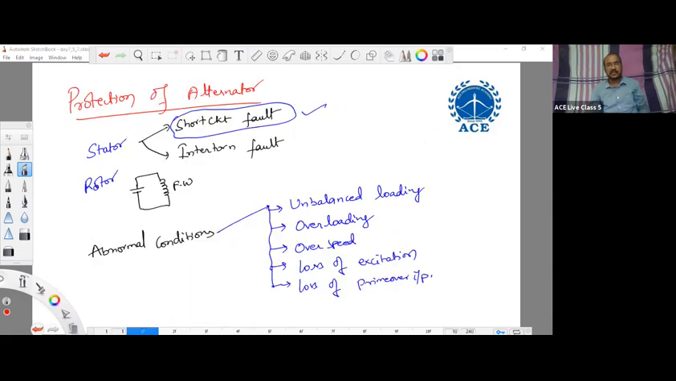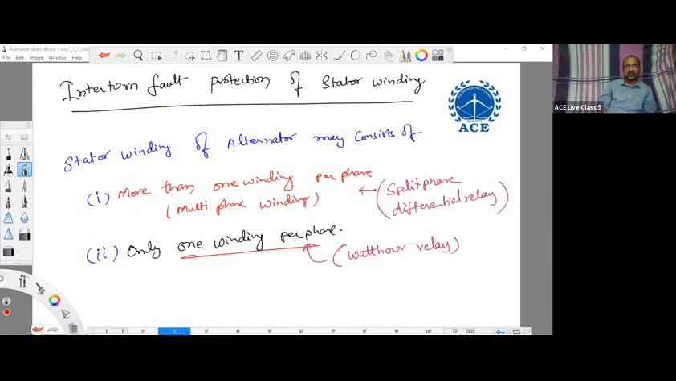Now let us observe here. In the last class I completed short circuit fault protection. Now I am going to interturn fault protection of stator winding. Interturn fault protection of stator winding depends on the number of windings per phase.